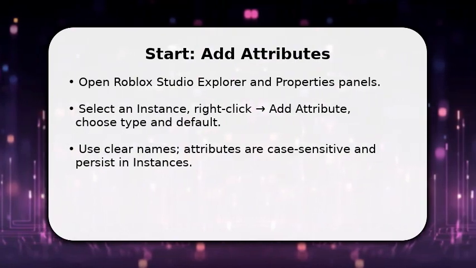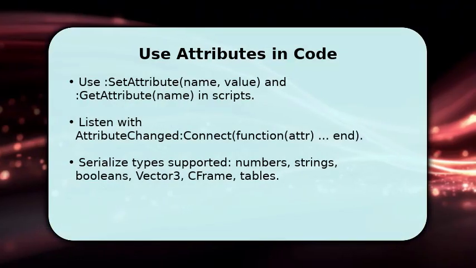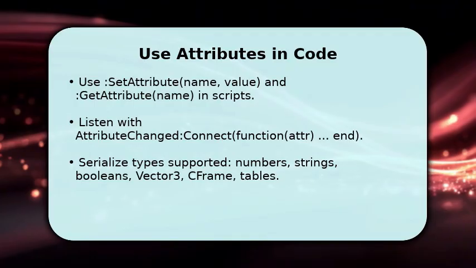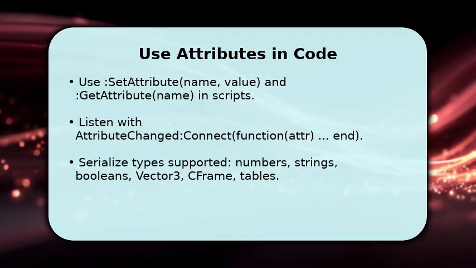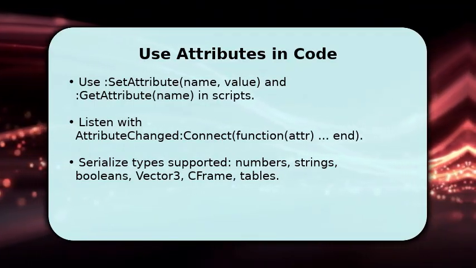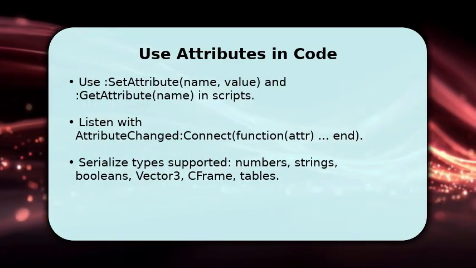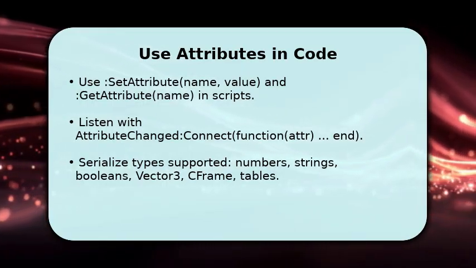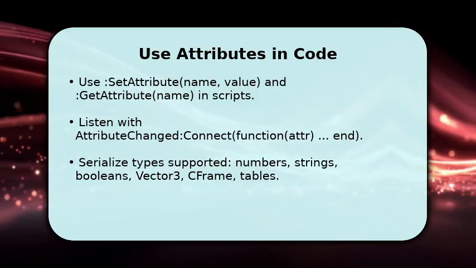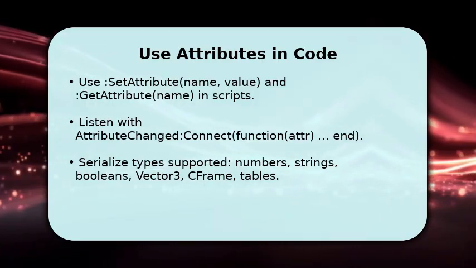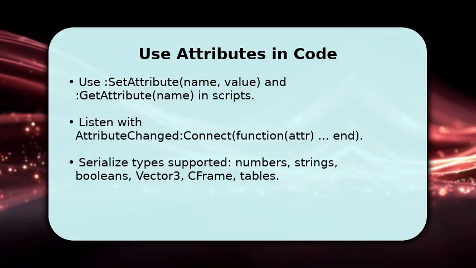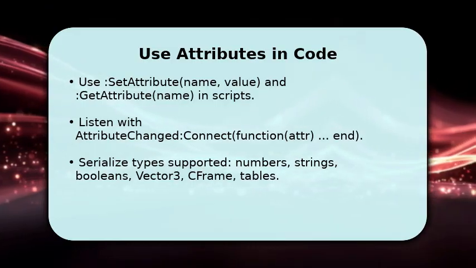You now wire attributes into behavior with simple API calls. Call instance:SetAttribute(key, value) to store data, and read it with instance:GetAttribute(key). Use AttributeChanged:Connect to react to updates instead of polling. This reduces CPU and prevents race conditions. Remember why? Attributes are replicated and persist with the instance, making them ideal for syncing state.